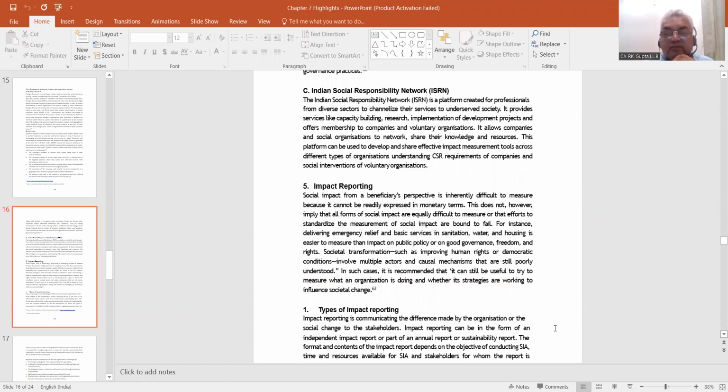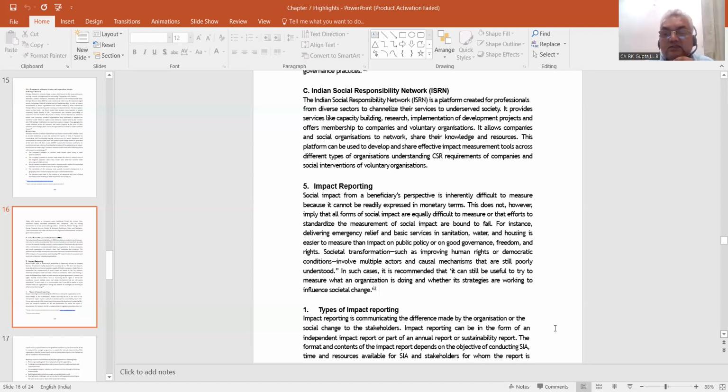Types of impact reporting. So impact reporting is communicating the difference made by the organization or the social change to the stakeholders. Impact reporting can be in the form of an independent impact report, or it can be part of an annual report or sustainability report.